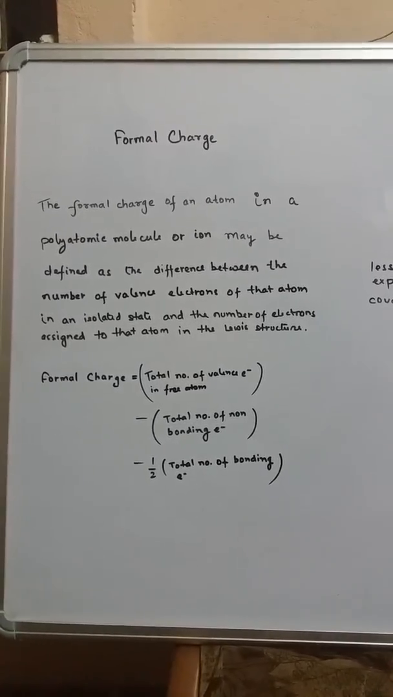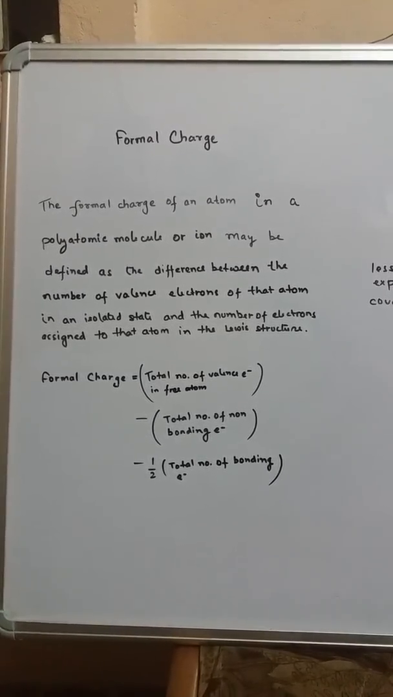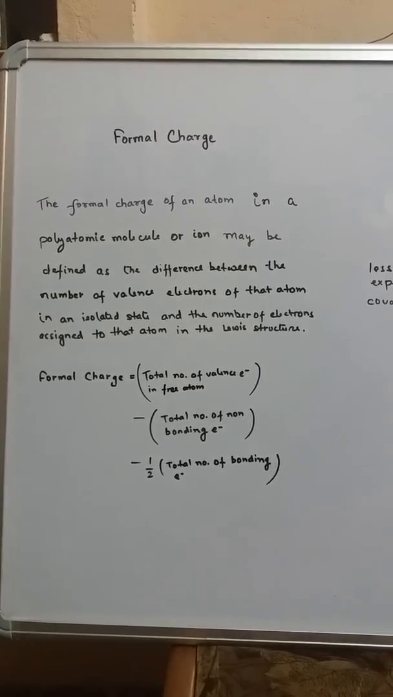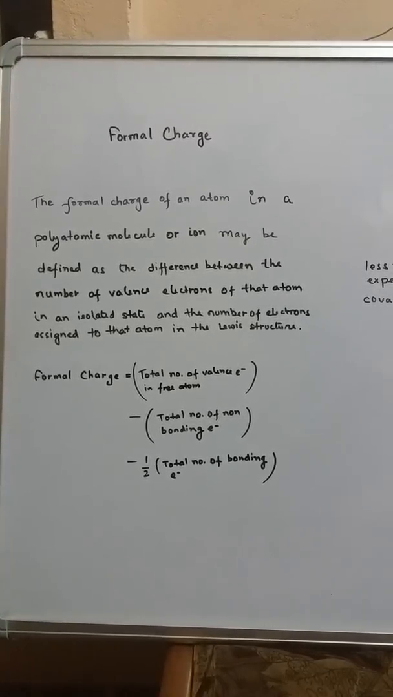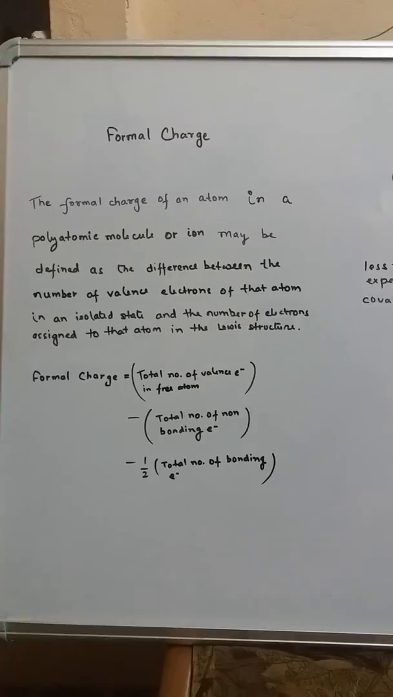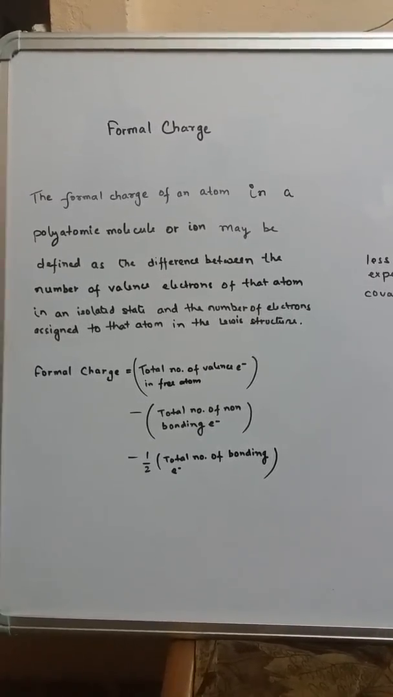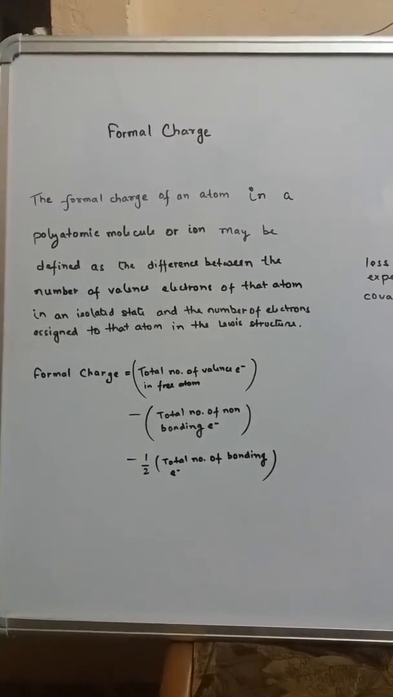Formal charge. The formal charge of an atom in a polyatomic molecule or ion may be defined as the difference between the number of valence electrons of that atom in an isolated state and the number of electrons assigned to that atom in the Lewis structure.